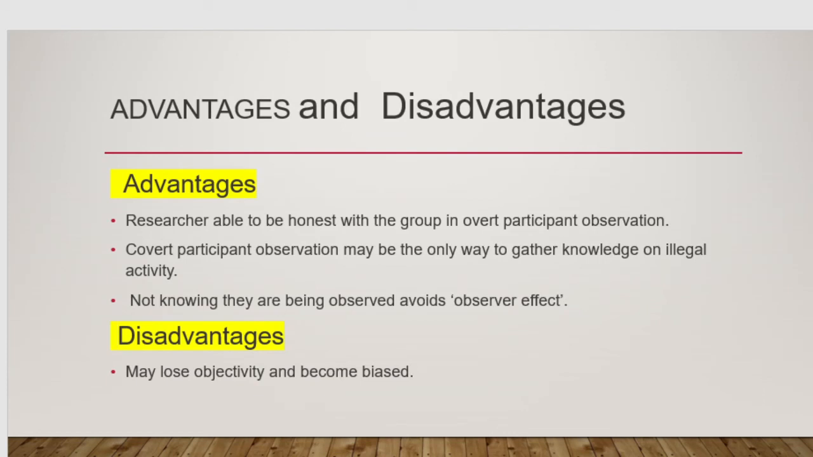The advantages are that researchers are able to be honest with the group in overt participant observation. Covert participant observation may be the only way to gather knowledge on illegal activity. Not knowing that they are being observed avoids observer effect. The disadvantage is that the researcher may lose objectivity and become biased.